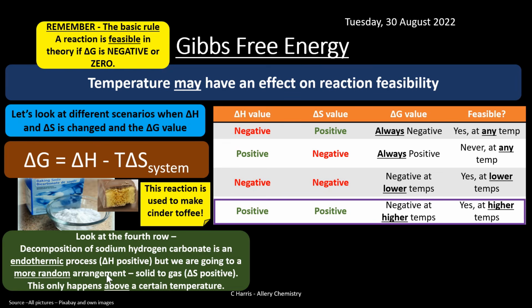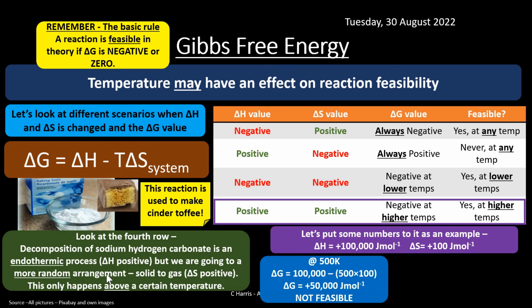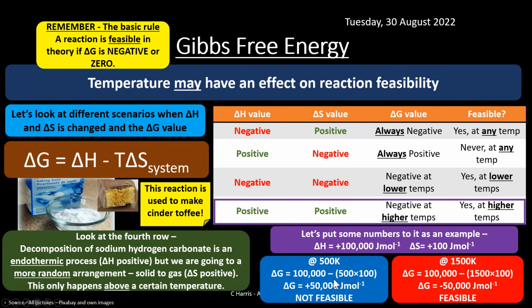So at which temperature does it just become favourable? Basically, reactions like this, with this setup, will be favourable above a certain temperature. Let's put some numbers in as an example. Here we're going to use the same numbers as before. So obviously plus 50,000 wouldn't be feasible in this reaction here, and obviously vice versa.